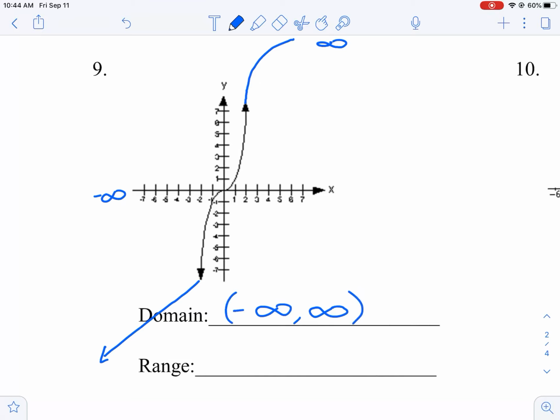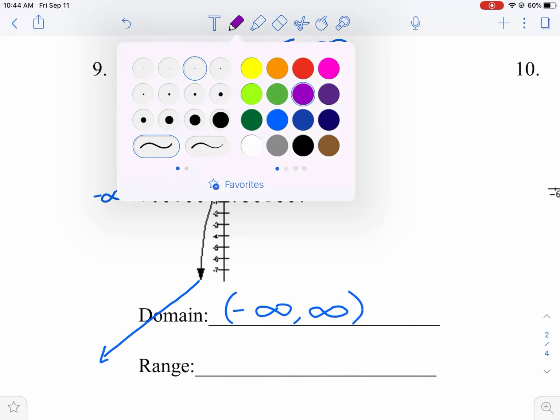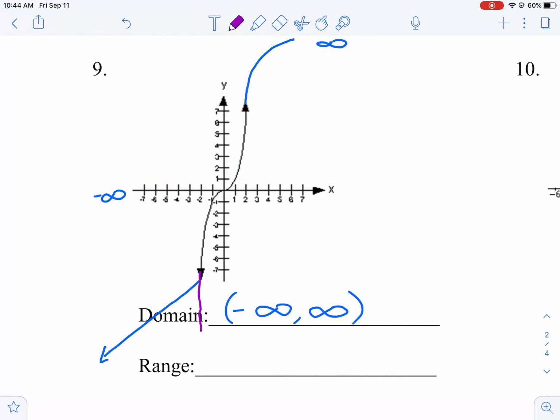And then the same thing with my range. It's going down and it's going up very quickly. So those arrows being at the end, right, this is going down fast. This is going up fast. So it is also negative infinity to infinity. My pencil's giving me weird infinity symbols this morning.